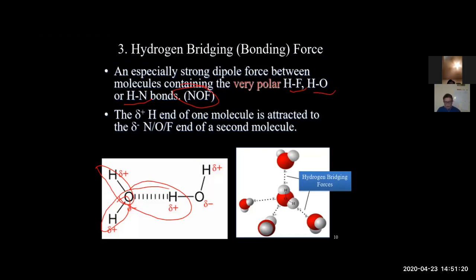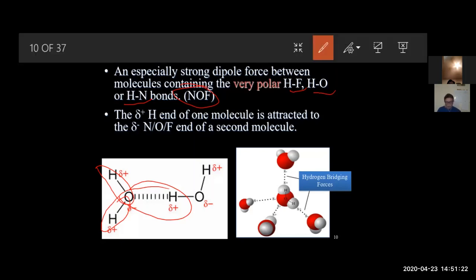So you can see how complex these interactions can occur by the picture on the right. We have a lot of hydrogen bridging going on. And it's one reason water, for example, takes 100 degrees Celsius temperature-wise to get it to boil, because it needs to break up those strong interactions.